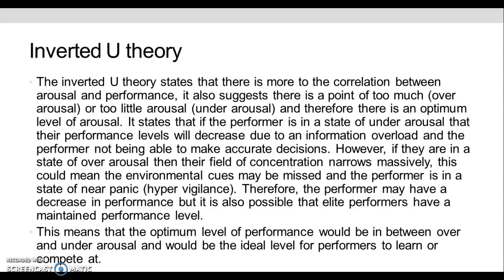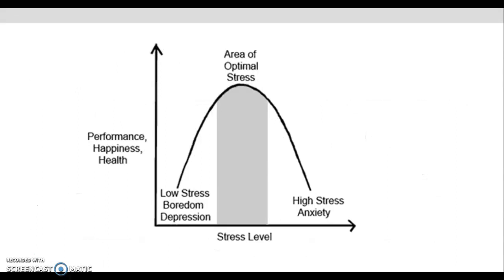However, if they are in a state of over-arousal, then the field of concentration narrows massively. This could mean environmental cues may be missed, and the performer is in a state of near panic, which is known as hypervigilance. Therefore, the performer may have a decrease in performance, but it is also possible that elite performers have a maintained performance level. This means that optimum level of performance would be between over and under arousal, and would be the ideal level for performers to learn and compete at. Here is the inverted U theory diagram.